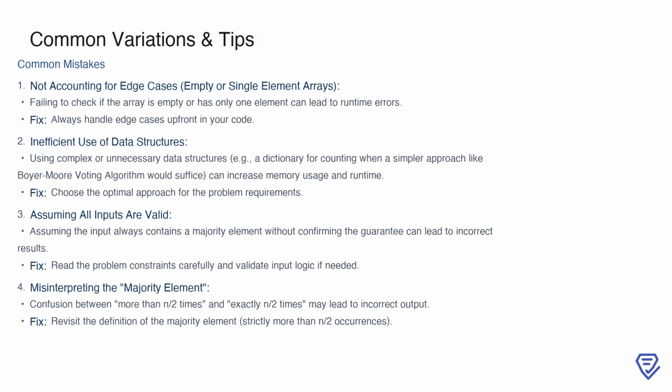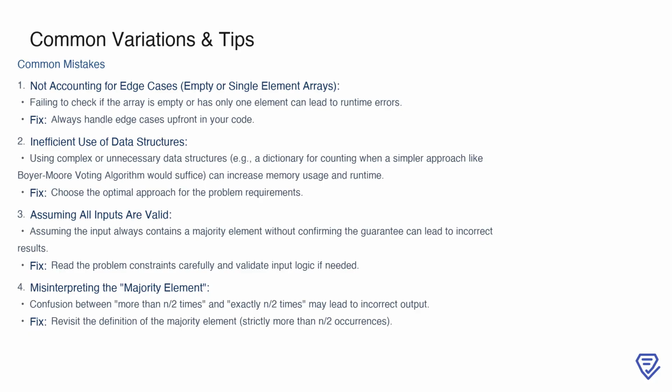When solving the majority element problem, there are several common mistakes to watch out for. First, failing to account for edge cases, such as empty arrays or arrays with only one element, can lead to runtime errors. A simple fix is to handle these cases explicitly at the start of your code. Next, inefficient use of data structures, like using a dictionary for counting when a more efficient algorithm like Boyer-Moore could suffice, can unnecessarily increase both memory usage and runtime. Choosing the optimal approach is key here.